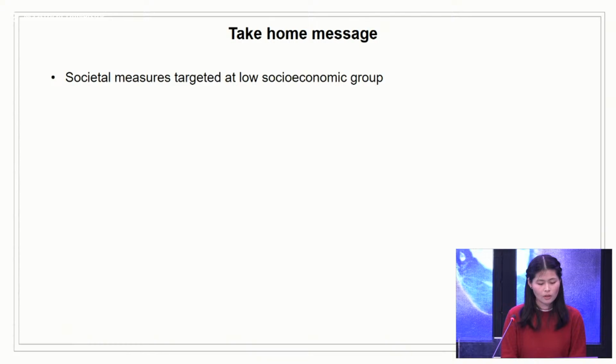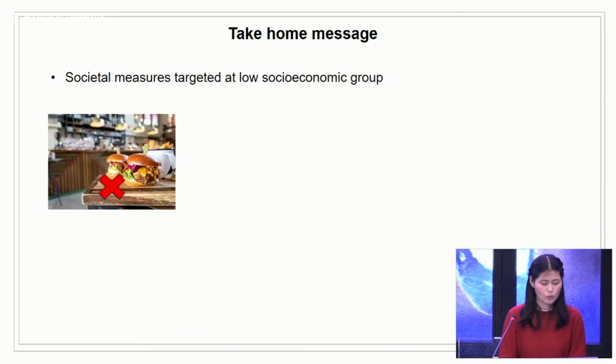The first is that the societal measures targeted at low socioeconomic position should be taken together by the government, the individuals themselves, as well as the manufacturers. Among these three stakeholders, the government should take the lead. They are supposed to take the measures like redesigning the living environment of the low socioeconomic community in order to let the low socioeconomic group have more access to healthy food.